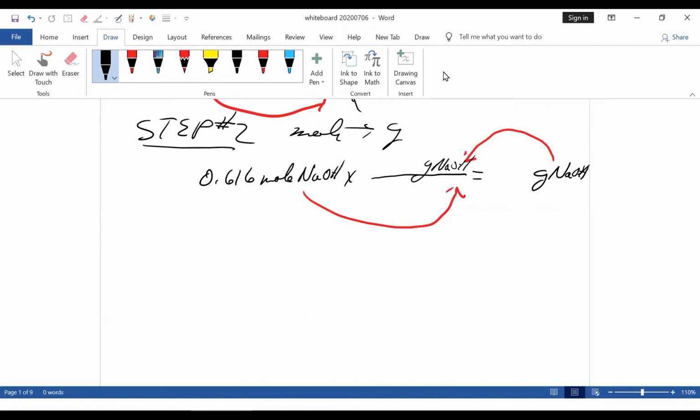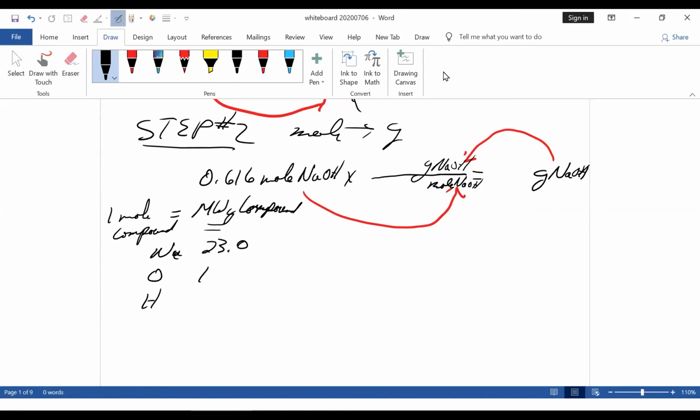So now, where do we get over here? We want to put moles NaOH. Where do we get this? An important information. I'll remind you, 1 mole compound equals the molecular weight in grams of the compound. And the molecular weight is the sum of all atomic weights: sodium, oxygen, hydrogen. We have 1 of each. I already know this by heart: 23.0, 16.0, 1.01.